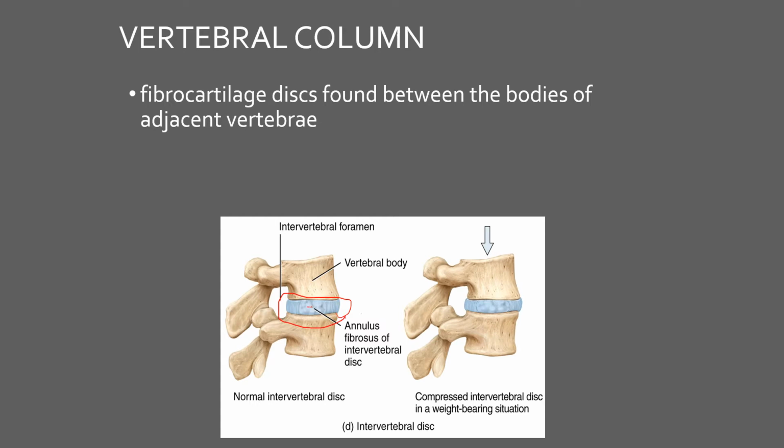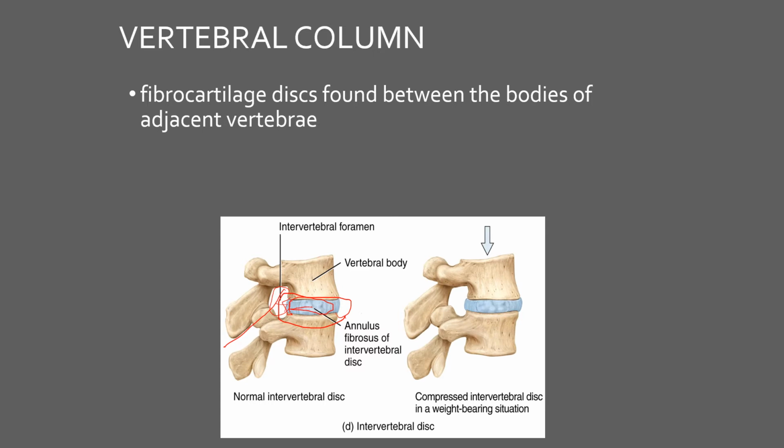So you can see if the disc between the vertebral bodies slips out or gets pinched or squished on the side, and you have a spinal nerve coming out of this intervertebral foramen here, it can actually put pressure on the spinal nerve, causing pain or loss of function of the spinal nerve.